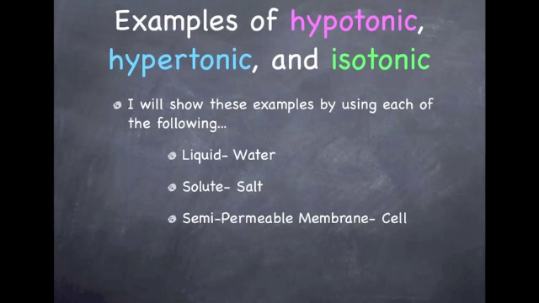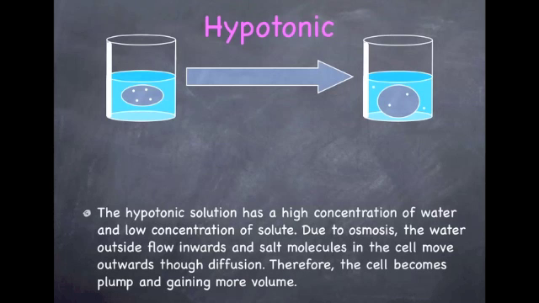Examples of hypotonic, hypertonic, and isotonic. First of all, water will be representing liquid, salt will be representing solute, and the cell will be representing the semi-permeable membrane. So, let's get started. Hypotonic. The hypotonic solution has a high concentration of water and a low concentration of solute. Due to osmosis, the water outside flows inwards, and the salt molecules in the cell move outwards through diffusion. Therefore, the cell becomes plump and gains volume.